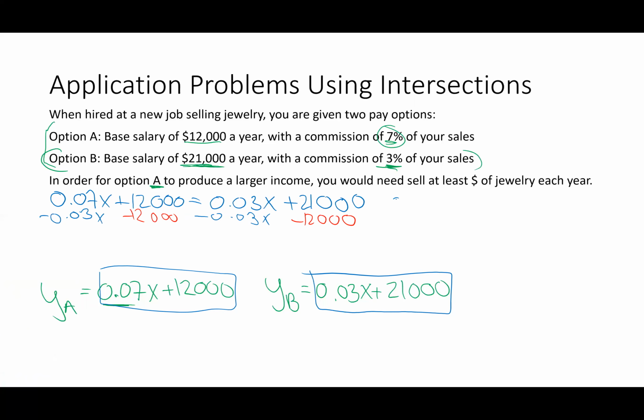So now I get 0.04x is equal to 9,000. All right, so now what I'm going to do is divide both sides by 0.04. And it's okay, brace for impact. This is going to be a big number.